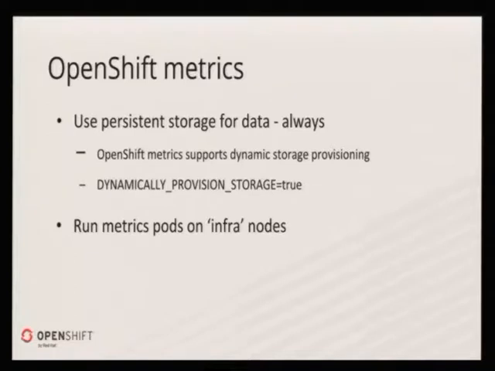OpenShift metrics supports dynamic provisioning of storage. That means if the OpenShift cluster is configured to use a cloud provider, no matter whether it is Amazon or another one we support at the time, it will automatically allocate storage at the storage backend and attach it to Cassandra. It is recommended to have dedicated nodes for the OpenShift metrics. These pods usually should end up on the infra nodes for better planning. The recommendation is to put them on the infra nodes, but it can also be different depending on decisions.